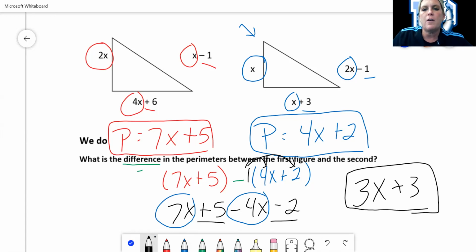Now that's how we are going to find our perimeters and find the differences of them. Remember, so that we are able to practice and know what we're doing, we'll be doing them more the remainder of the week.